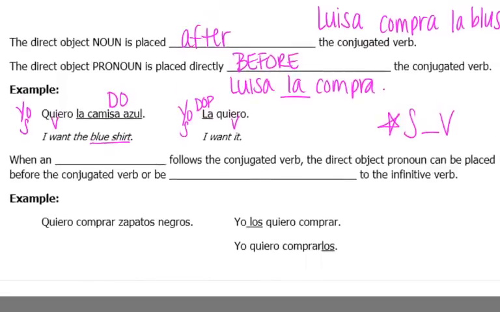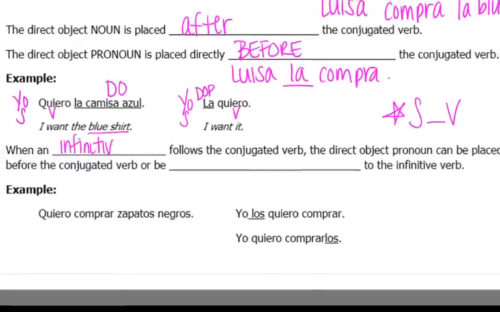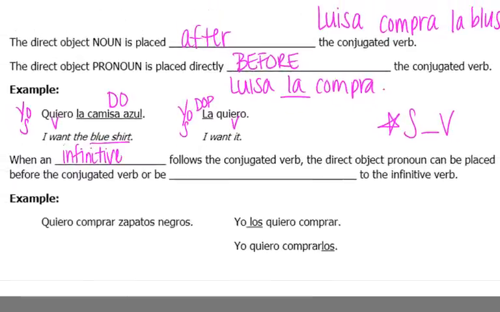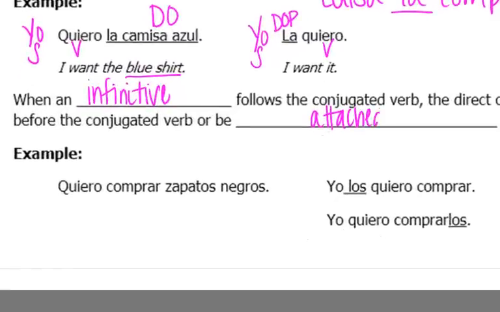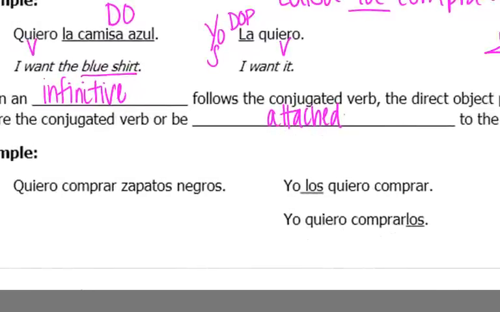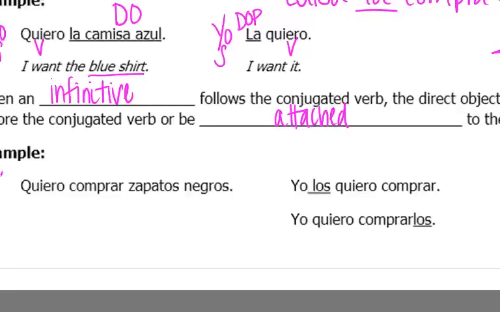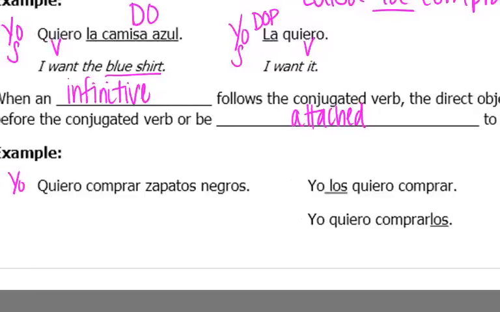Something else to keep in mind that we're going to practice a little bit later on. When an infinitive follows the conjugated verb, the direct object pronoun can be placed before the conjugated verb, or it can be attached to the infinitive. And this is a more complicated concept, but here's an example. Yo quiero comprar zapatos negros. That's our original sentence. Yo is the subject, but then there's 2 parts to our verb, quiero and comprar.